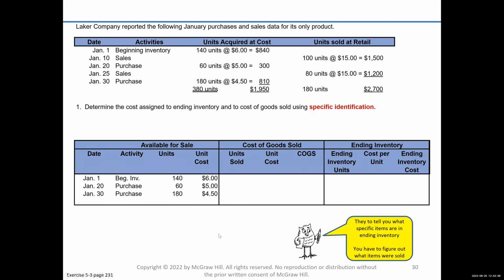So, specific identification. Okay, here is the problem. This is what happened. We started out with a beginning inventory of 140 units, bought at $6. Then on January 10, we sold 100 units for $15. Just disregard the sold-at-retail part, you were never going to use it. It's kind of confusing and I don't know why they put it in there. But you need to know that you did sell 100 of them.